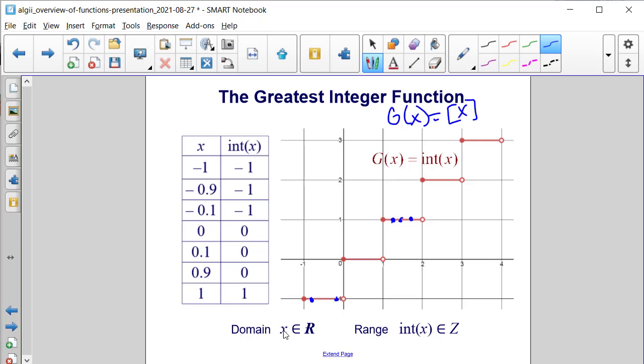So the domain for this greatest integer function is all real numbers. However, the range consists of all integer values, which is denoted by capital Z.